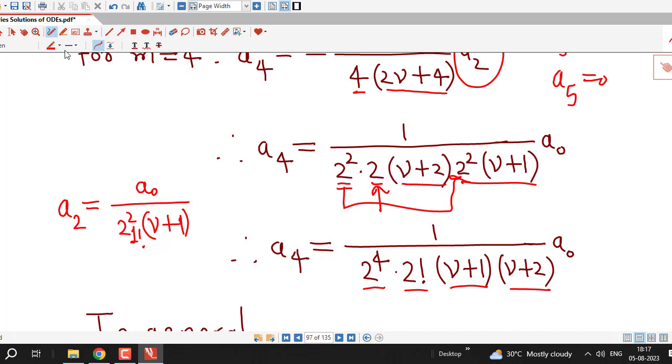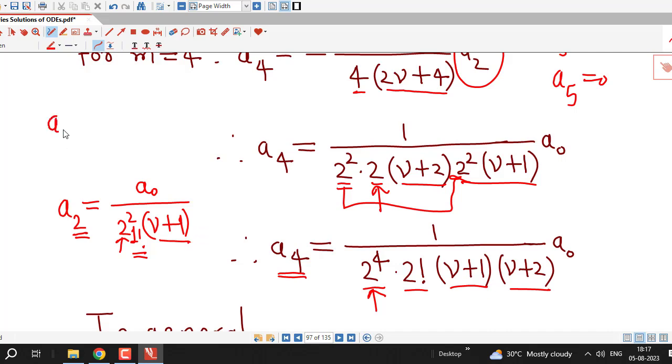So you can see the pattern here. If I have a2 here, I have 2 squared. If I have a4 here, I have 2 raised to 4. If I have a2 here, I have 1 factorial and nu plus 1. If I have a4 here, I have nu plus 1 and nu plus 2.